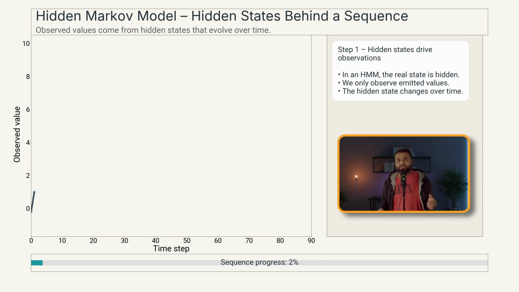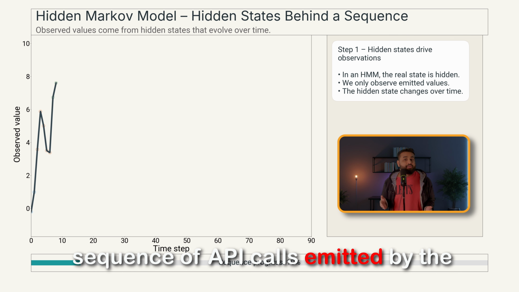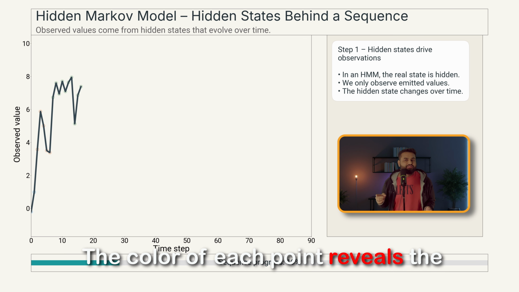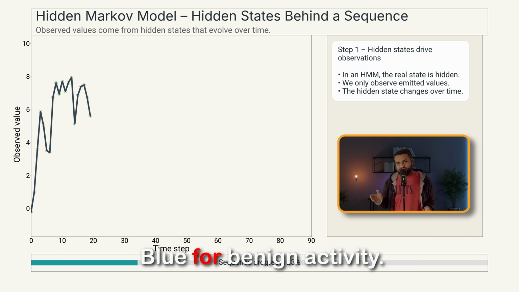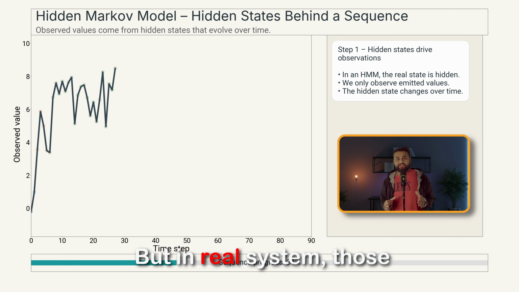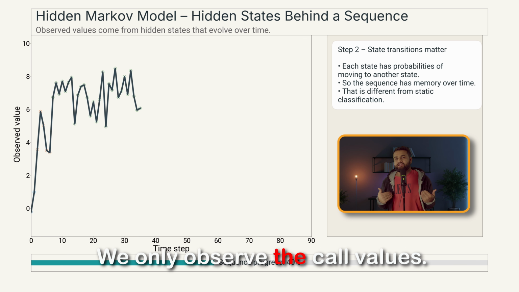Hidden Markov model. In step 1, what we are watching is a sequence of API calls emitted by a running process over time. The color of each point reveals the true hidden state: blue for benign activity, red for suspicious, green for malicious. But in a real system, those states are invisible to us. We only observe the call values.